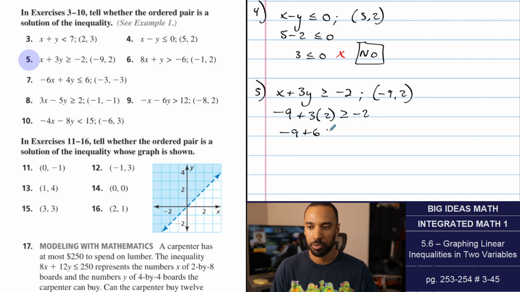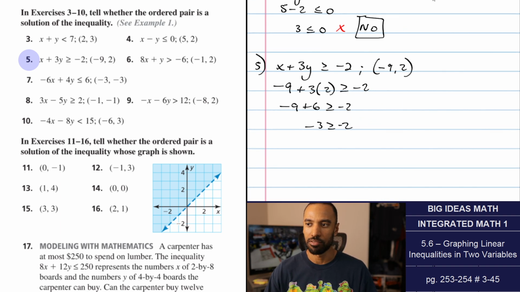Test something small always if you can. This is negative 9 plus 6. And we have to be careful. This is negative 3. Now, is negative 3 greater than negative 2? It's actually not. It's actually less than, right? Larger negatives are smaller. So this is a no case here.